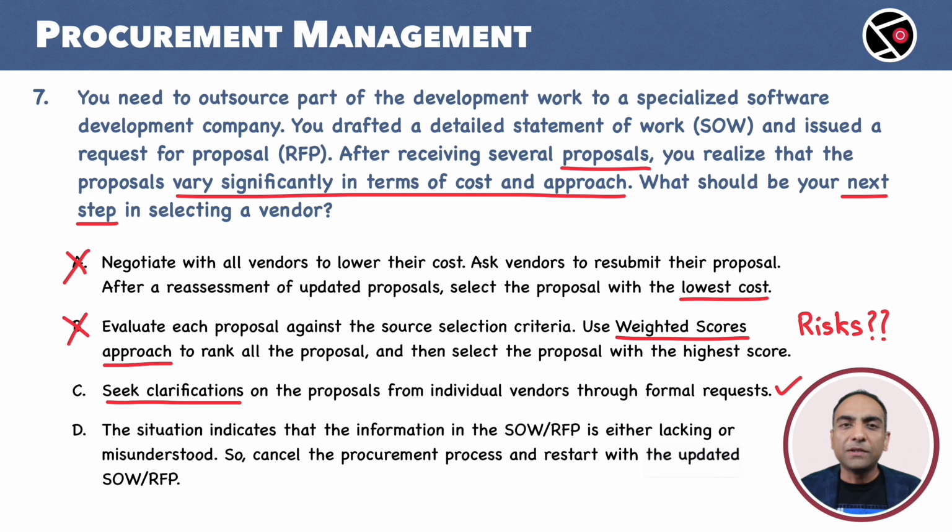D. The situation indicates that the information in the SOW RFP is either lacking or misunderstood. So, cancel the procurement process and restart with the updated SOW RFP. SOW or RFP could indeed be lacking, but that needs to be confirmed. We cannot be certain about this without proper analysis. Canceling procurement and restarting without understanding the current situation makes little sense. D is definitely incorrect. C is our choice.